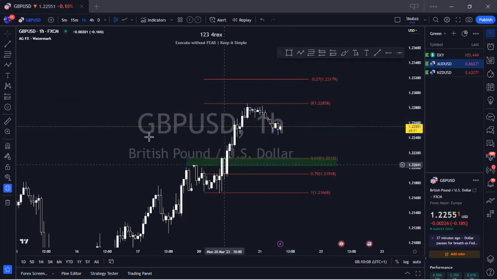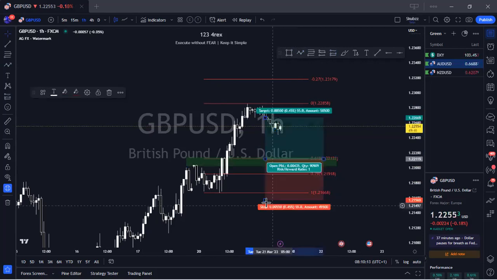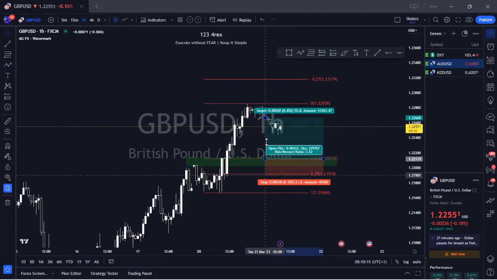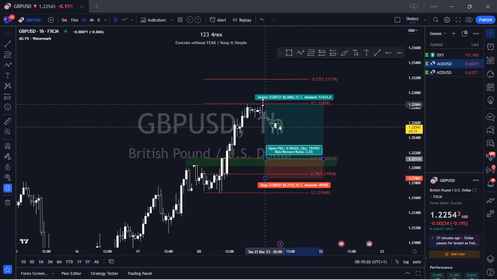Anyhow, so that's basically it on GU. Currently, with what the market is doing, we're looking to enter here at 0.618, stop loss below. This is how you can trade it. And then you can just target the 0 or the minus 0.27. Any other currency pair you guys want us to check?